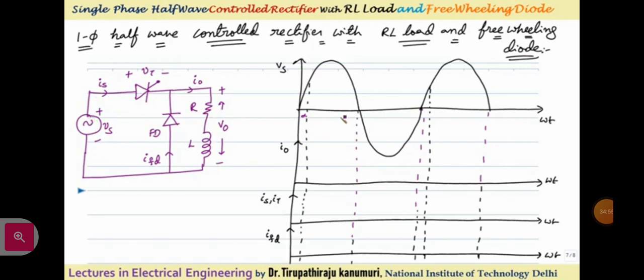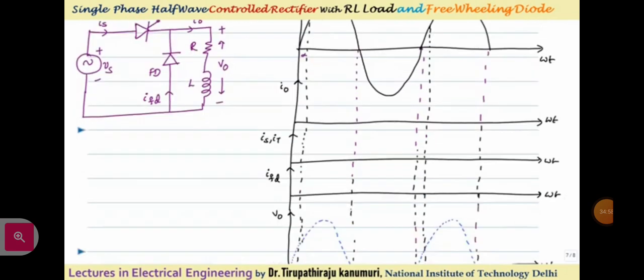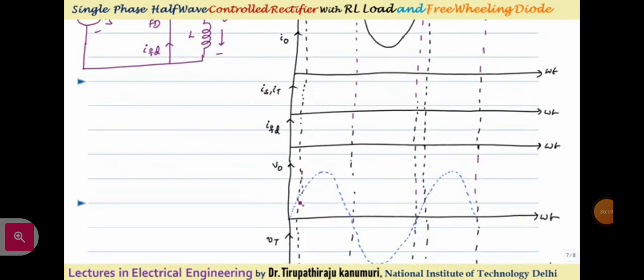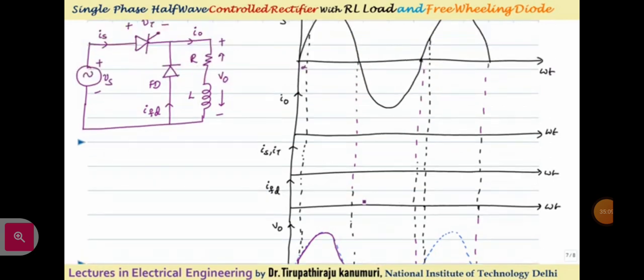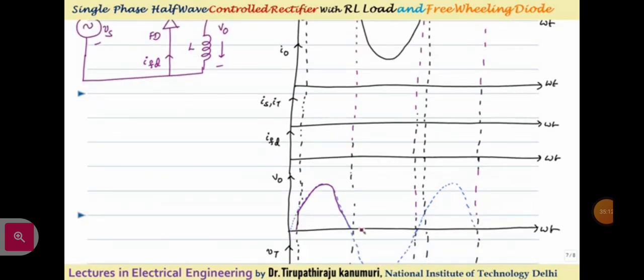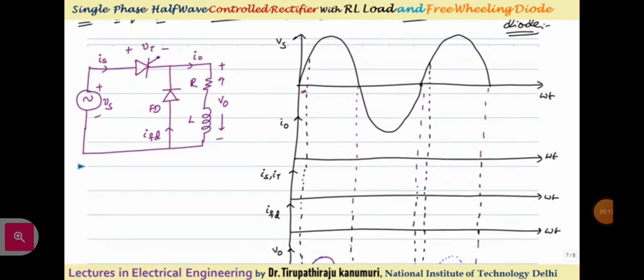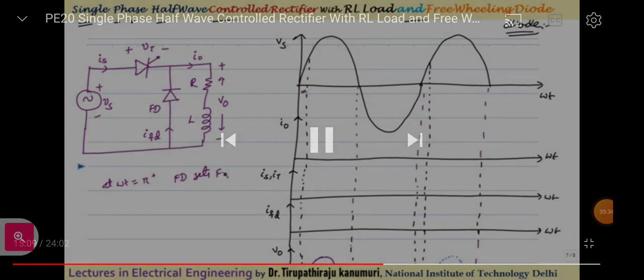Now what happens at omega t equal to pi? Let us try to draw the output waveform. Let us assume at the instant V0, the output voltage is like this. This output voltage is applied across the freewheeling diode, reverse biasing it, so it is not conducting. But at omega t equal to pi, as it increases, the output voltage becomes negative. Negative means the lower side is positive and the upper side is negative. So this diode gets forward biased. That means at omega t equal to pi plus, this freewheeling diode gets forward biased.